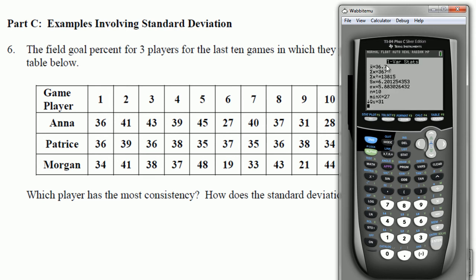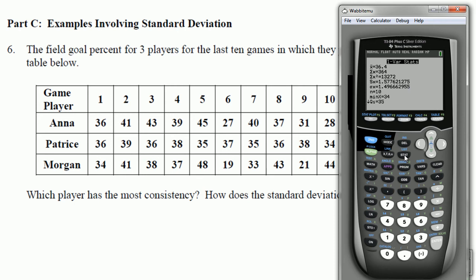The mean is 36.7. The standard deviation is 5.9. Now for Patrice, we go stat, calc, and we're going to select L2 this time. The mean for Patrice is 36.4, and the standard deviation is 1.5.